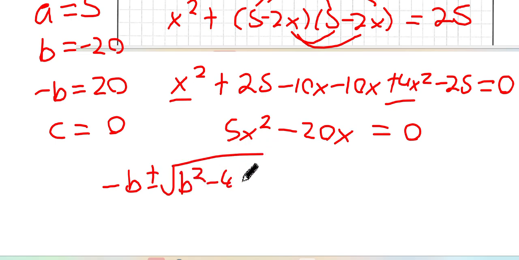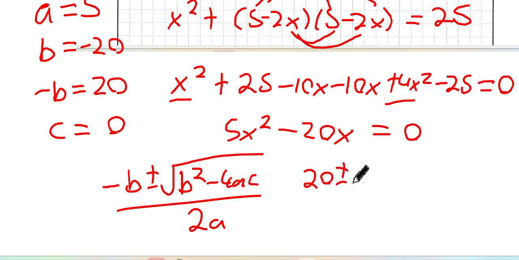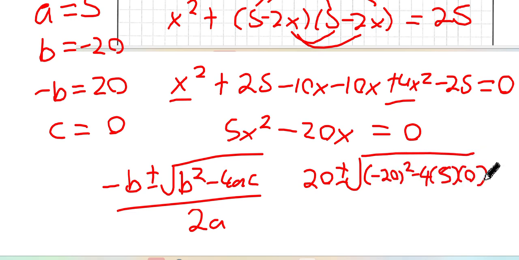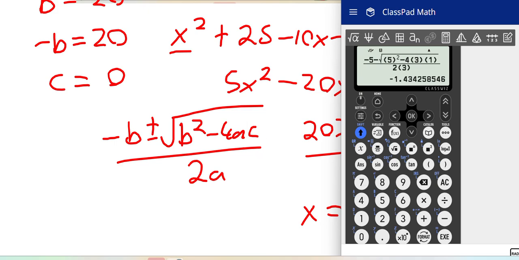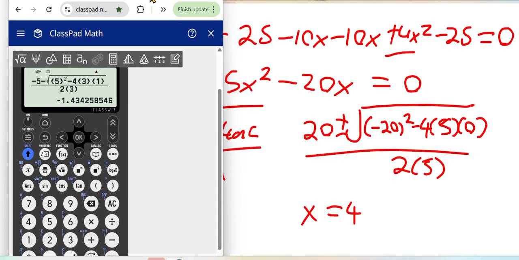See how long this question is? And all that work is just for the extra 6 marks here, so it's a tough slog. So we're going to get b squared, which is minus 20 squared, minus 4 times 5 times 0, all over 2 times 5. Into the calculator with it, guys. One of the answers is 4. And then go back and change it to a minus for the other one. It's 0. Yeah, 4 and 0, guys.